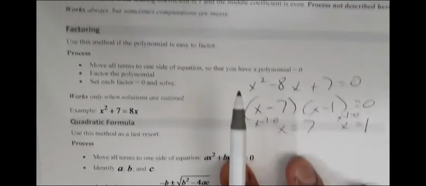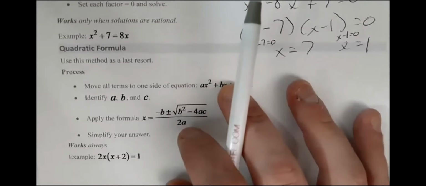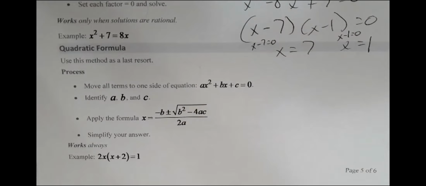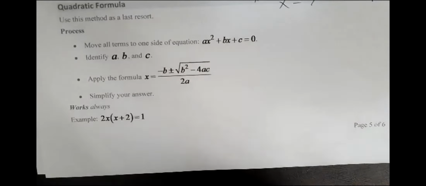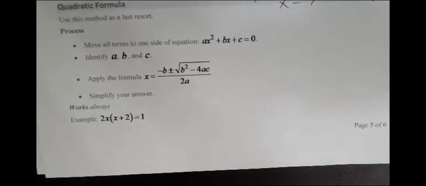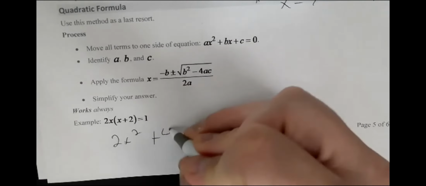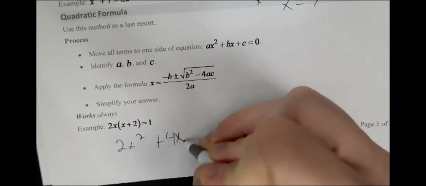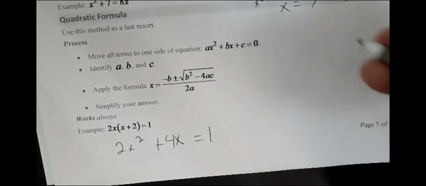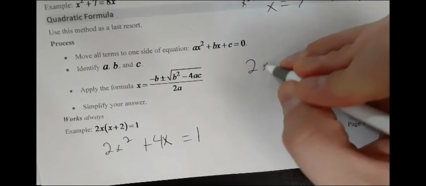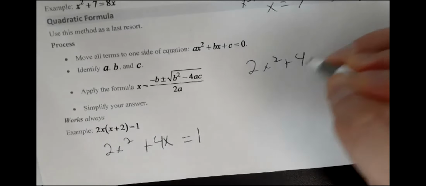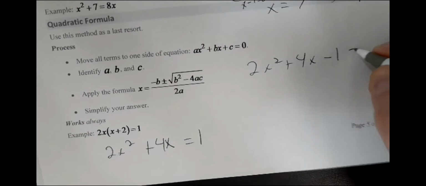Okay, so we did the square root property, we did factoring, and the last thing is the quadratic formula. If we look at this thing, the first thing we're going to do is some distribution and put it in the right format. So 2x squared plus 4x equal to 1, so I have to subtract 1. 2x squared plus 4x minus 1 is equal to 0.